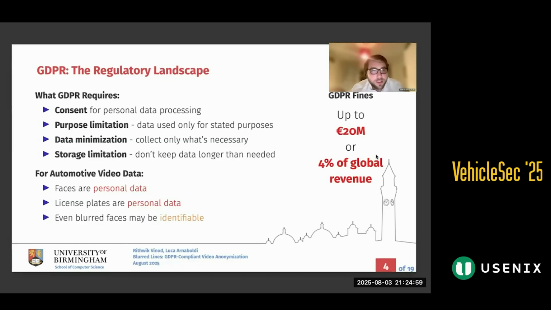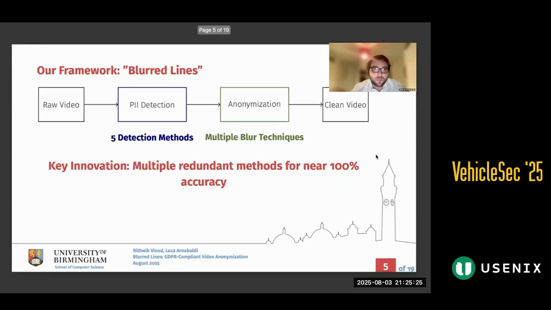The final note I want to put: some of you at this point might be thinking, all you have to do is blur out the faces and the license plates, and you're completely fine. Why are you worrying? Well, I'd like to add that even blurred faces may be identifiable, and blurring has some big downsides we'll be discussing in a second. Here on the right, you can see that this is not just a matter of a few fines or a slap on the wrist. 20 million euros or 4% of global revenue, that could cripple some companies.